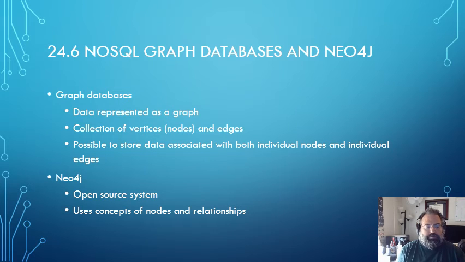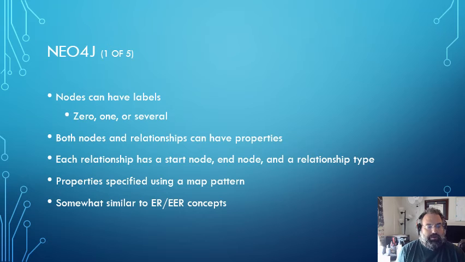Neo4j is an open source system. It uses the concept of nodes and relationships. Nodes can have labels, zero or more. Both nodes and relationships can have properties. Each relationship has a start node, an end node, and a relationship type. That means they are directed arcs, so you need two of them if it's a bidirectional relationship. Properties are specified using a map pattern, and it's somewhat similar to ER or EER concepts.